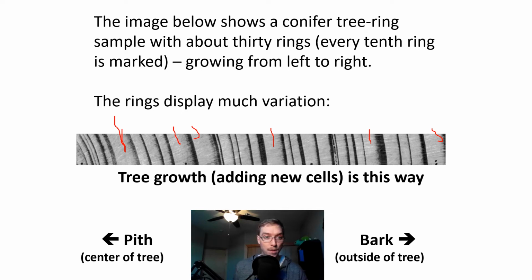Likewise, we see some really thin layers here and here, kind of continuing on out. Those are maybe years when precipitation or temperature weren't as hospitable to growth as they were when those larger tree rings were added on.